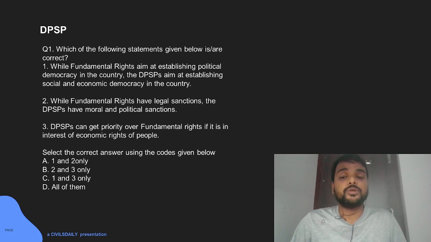So this is not true, because we do have certain rights within the DPSP. They often get priority over fundamental rights, but it is not valid for all fundamental rights. So 3 you can eliminate, and 1 and 2 will be true.